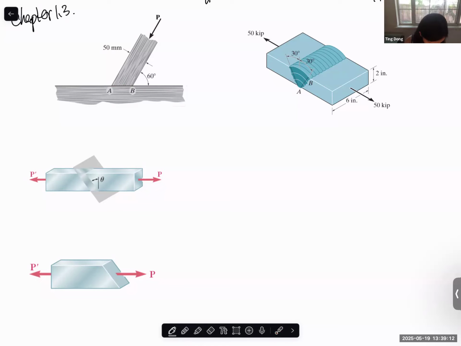So let's say this force applied, we can resolve into two components. One is the normal force that is perpendicular to the inclined plane. And one is the shear force that is parallel to the inclined plane.